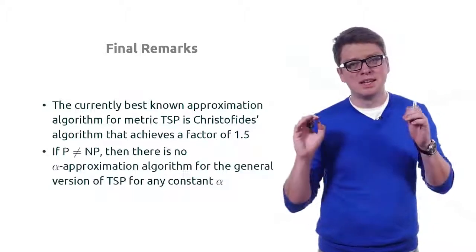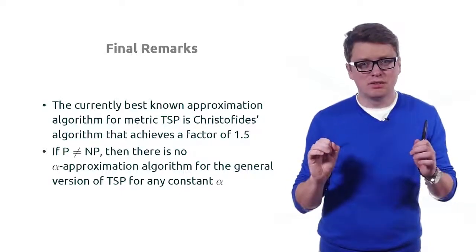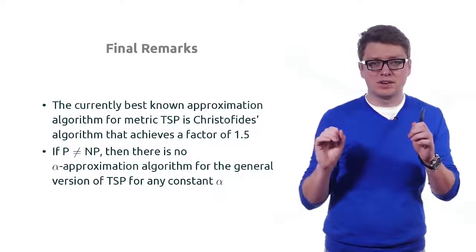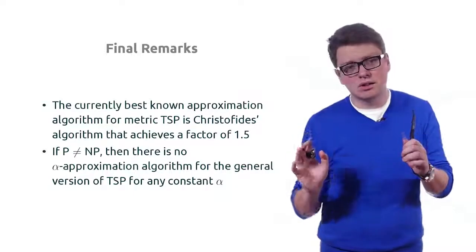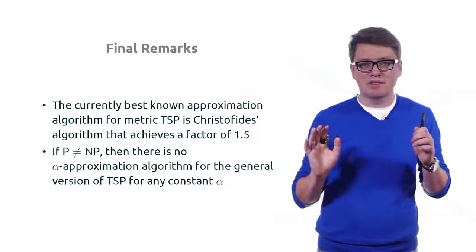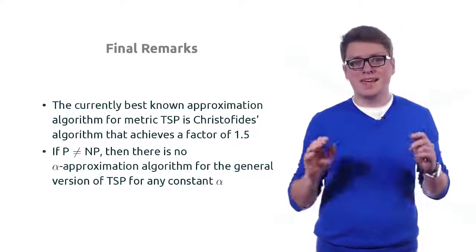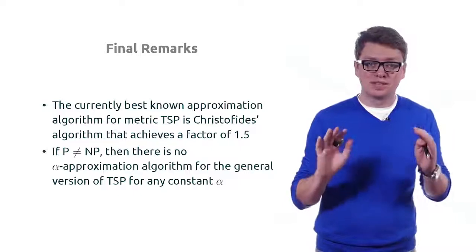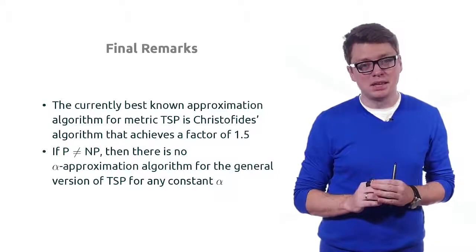Let me also mention another interesting fact. Assuming that P is not equal to NP, for the general version of the traveling salesperson problem, there is no algorithm that guarantees an approximation alpha for any constant alpha, and even not constant alpha. So for the general version of TSP, we currently do not have any hopes for getting good approximations. Roughly this happens because if we had such an approximation algorithm, then we would be able to solve the Hamiltonian cycle problem also in polynomial time. But this would mean that P is equal to NP.